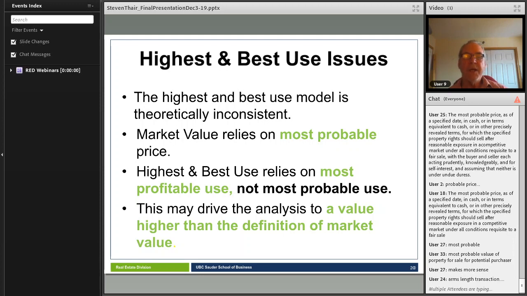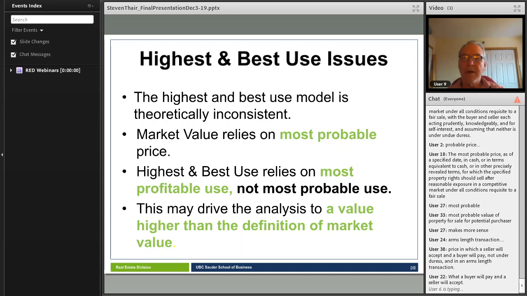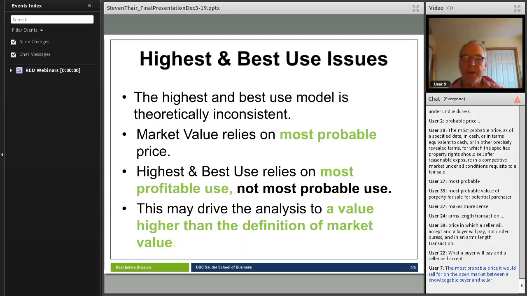The current definition that's employed most of the time in Canada is we're talking about the most probable price. I see several others of you. Okay, so market value is relying on the most probable price, not the most profitable price. Okay?